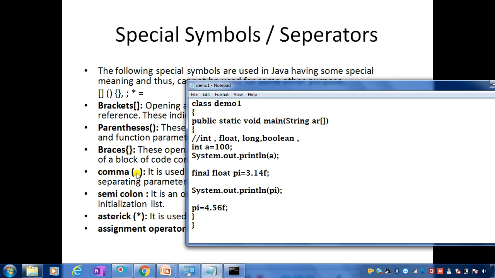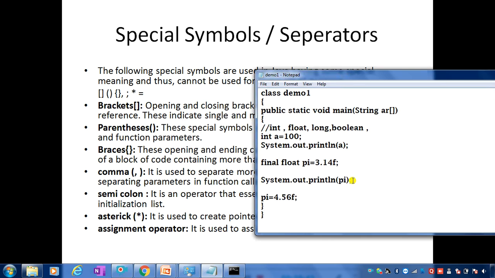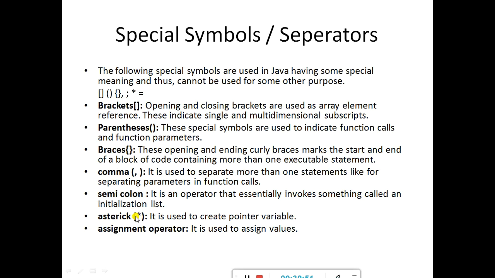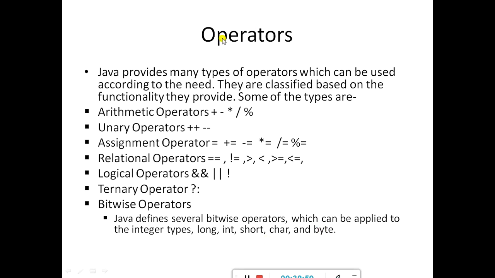And then you have comma, and then a semicolon. Here you can see every statement is ending with a semicolon in Java. Then an assignment operator and an asterisk. Once we start the programming, we will go through all these things, or maybe we'll encounter these separators whichever we are using. Now Java supports different types of operators.